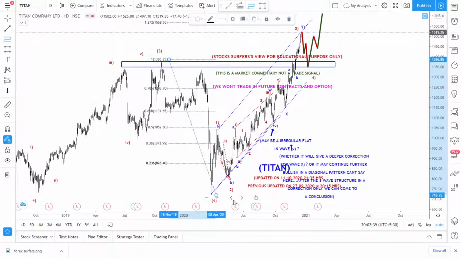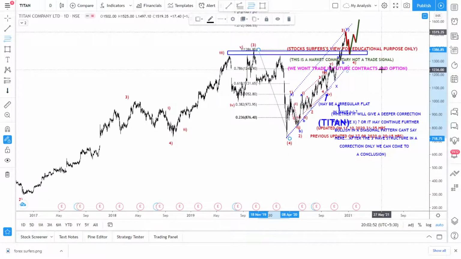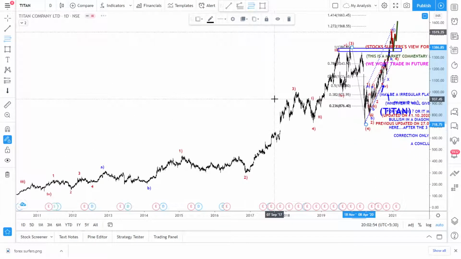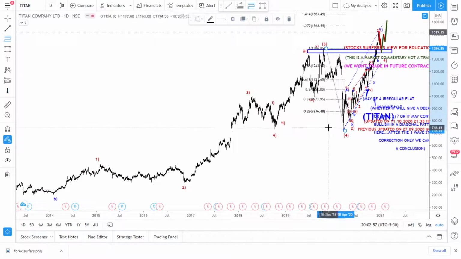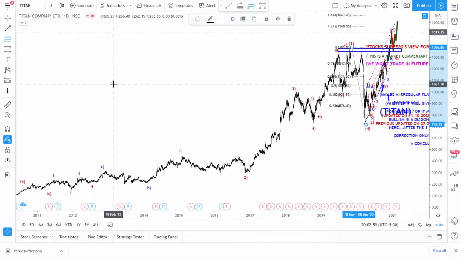So this could be an A, B, C as a W. This could be the connecting wave of X, and again one more three-wave structure has to happen near the 1000 range. So that is the end of the fourth. Again we need to make one more high, which is also possible. So this is the wave, I think.